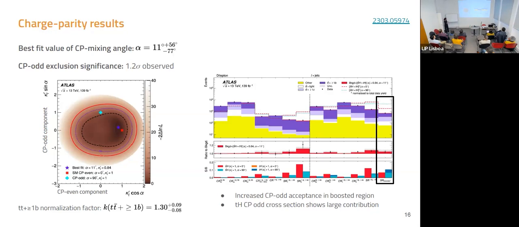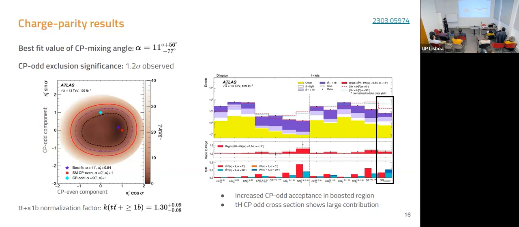In this type of analysis, we show the results in the form of this two-dimensional plot that shows on the y-axis the CP odd component of the coupling, and on the x-axis the CP even component. And you can see the best fit value is this blue star, and you can see that it is very close to the standard model prediction, which is this red star here. And then you can see the different exclusion limits in these colors that go outwards.